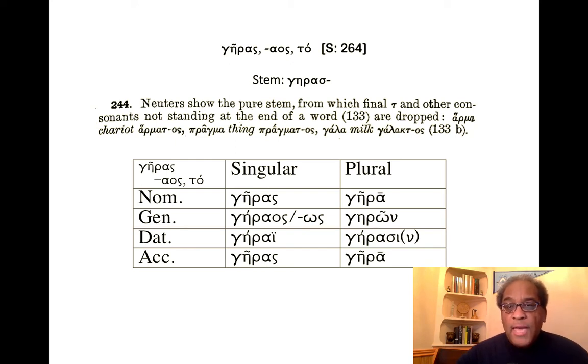I apologize for the accent over the plural nominative and accusative forms. That circumflex cannot exist because the alpha is long at the end, and the circumflex can only occur on the second from the last syllable if the final syllable is short. So that actually should be an acute. Gērā, gērā.